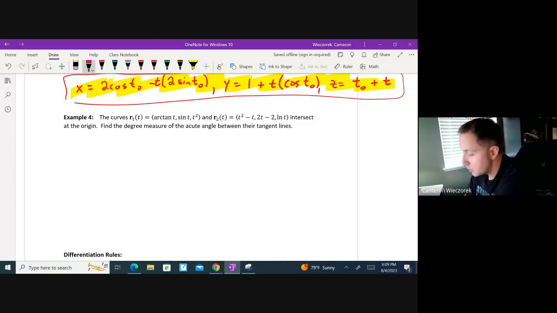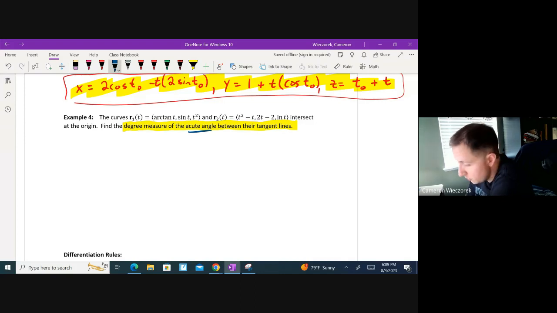We want to find the degree measure between these two curves, which amounts to finding the degree measure between their tangent lines. So if you're ever asked to find the angle formed by two curves, you need to find their two tangent lines, or at least find the direction vectors for those two tangent lines, and you need to find the angle between those two direction vectors, the acute angle. Okay? So what are we going to need?